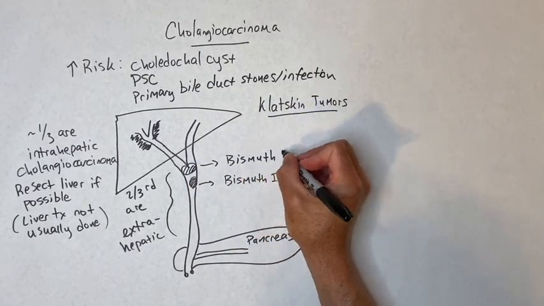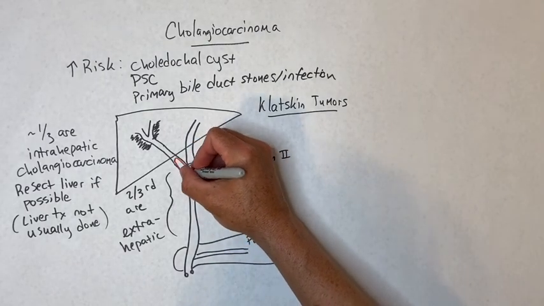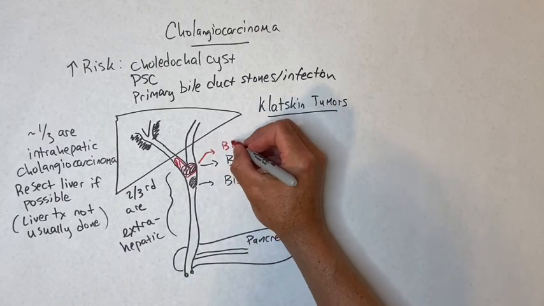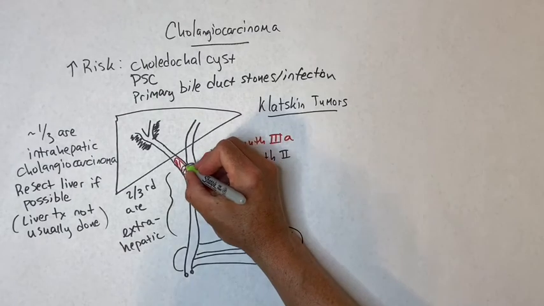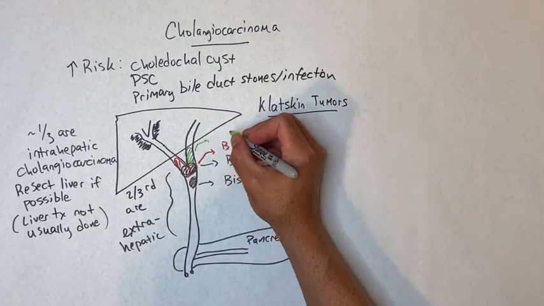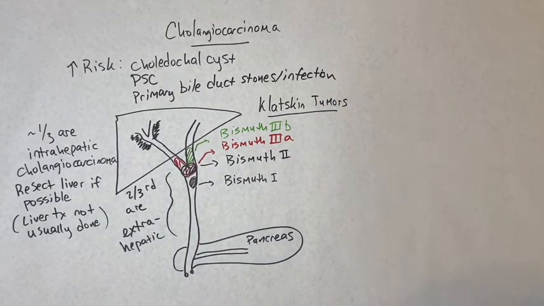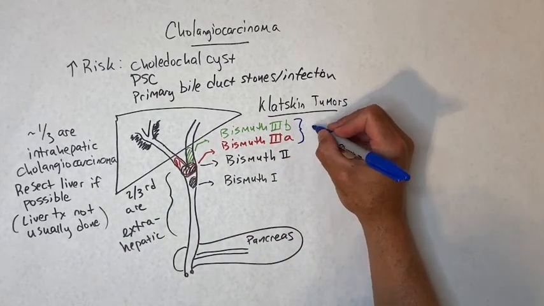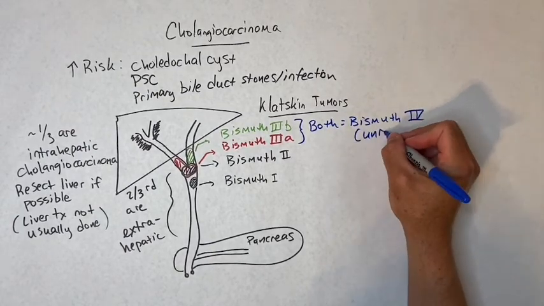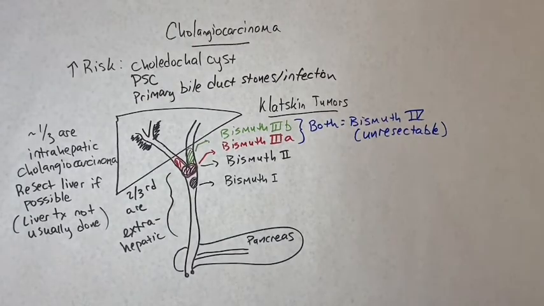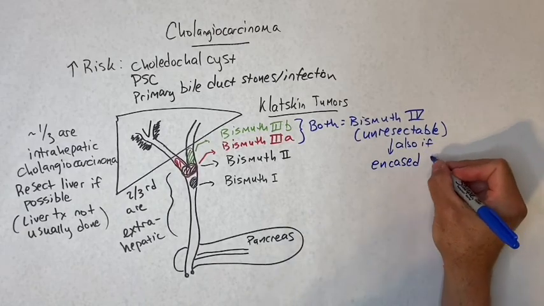Bismuth 3A extends from the bifurcation into the right hepatic duct. This would require a resection of the extrahepatic biliary tree along with a right hepatic resection as well. Bismuth 3B is extending into the left hepatic duct, which would require a left hepatic resection along with common bile duct excision. A Bismuth 4 extends into both of the intrahepatic bile ducts, including the bifurcation, and this would be considered unresectable. Other unresectable cholangiocarcinomas would include direct invasion and encasement of the hepatic artery or the portal vein, or any metastatic disease.